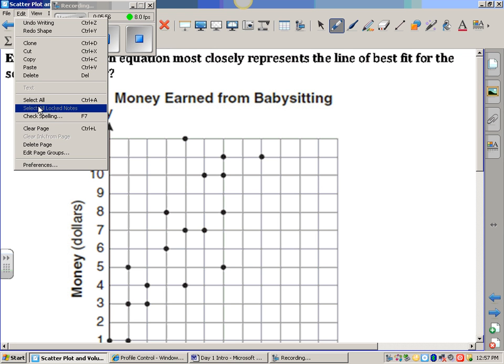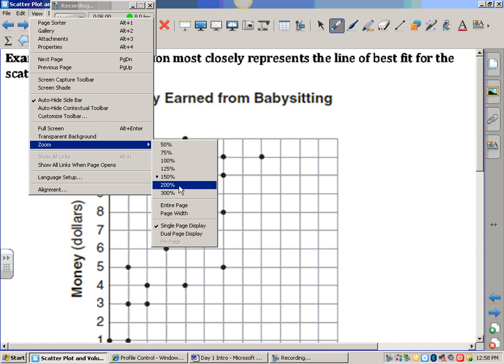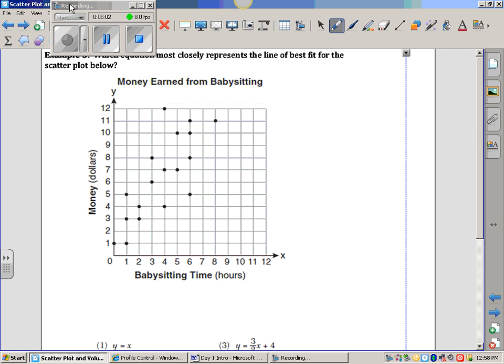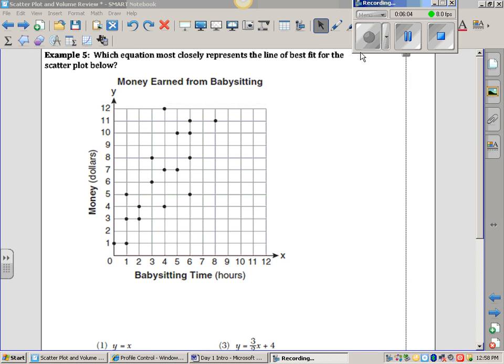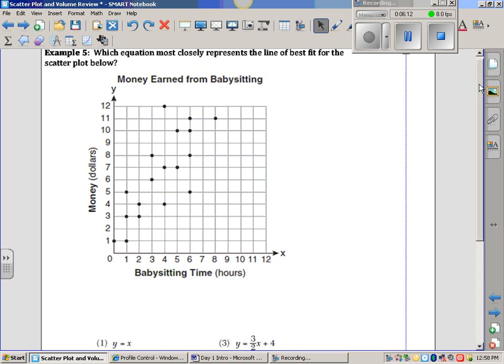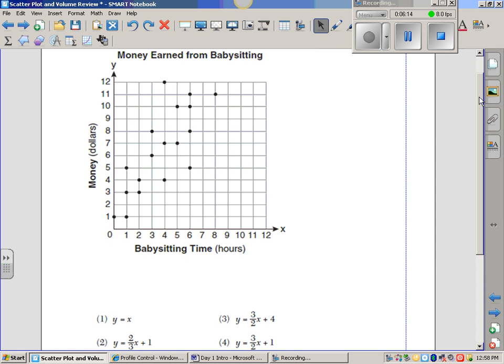This is the other problem that we didn't get a chance to finish in class. It's a great question that makes you think a little bit, but it's not hard. Which equation most closely represents the line of best fit for the scatter plot below? So instead of being asked to draw your line of best fit, it's giving you 4 options.